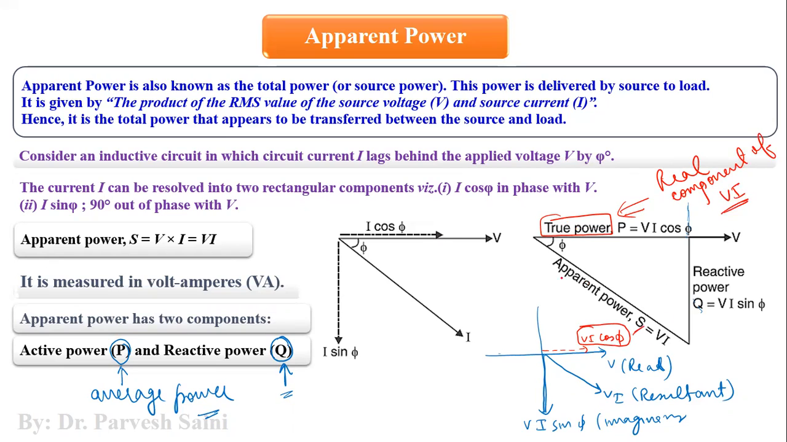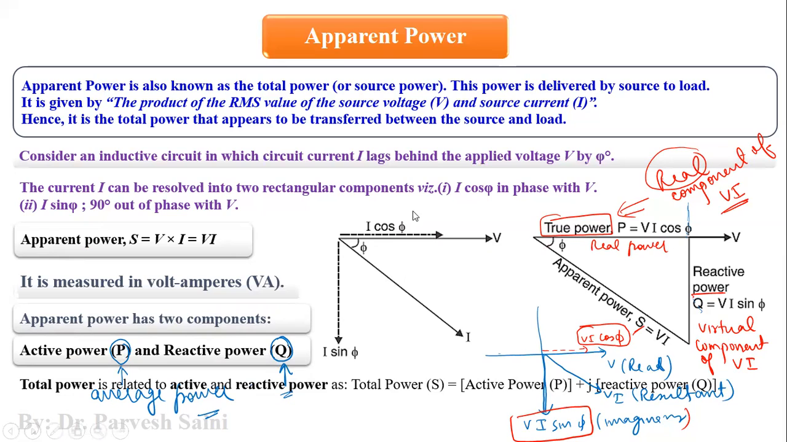What is VI? VI is the source power, right? And if you see this one, VI sin phi, because it is on the vertical axis, the y-axis, and the y-axis is the imaginary axis, this reactive power is the imaginary component of VI. So these two components are there: the active component of the source power and the reactive component of the source power, or apparent power. The active component is also known as true power or real power. Now, what is this real power? Let us see this in the next slide.